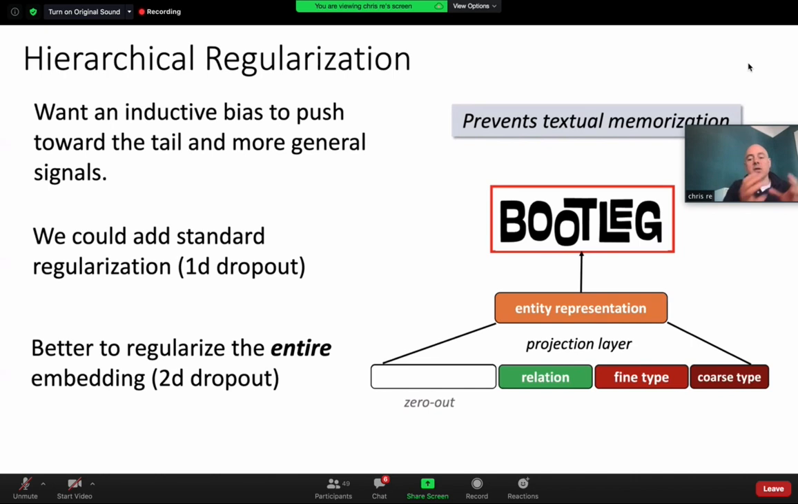Because in the tail, you've never seen the idiosyncratic piece that's in the entity. You've only seen the fine types, which you have from the data set. Does that make sense? Totally, yeah.